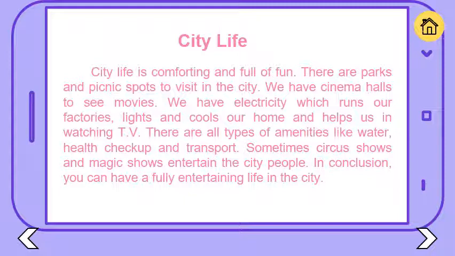You see here now I have 4 supporting details. Sometimes circus shows and magic shows entertain the city people. This is the 5th supporting sentence. In conclusion, this word shows me that I started with a concluding sentence. Now you can have a fully entertaining life in the city. If you notice, the topic sentence is very similar to the concluding sentence, but I have different words. That's what I mean by restating the main idea in different words.